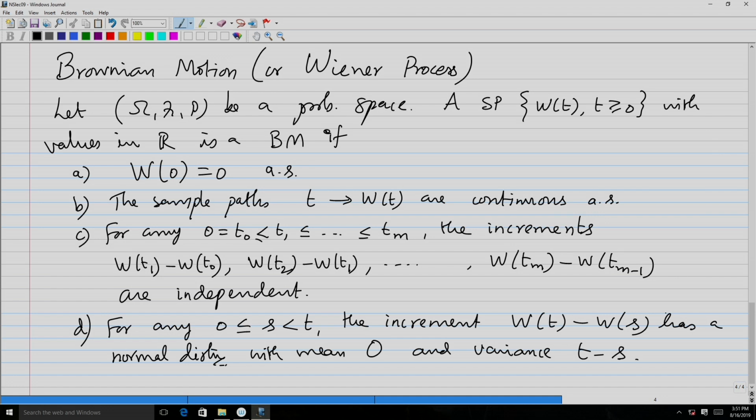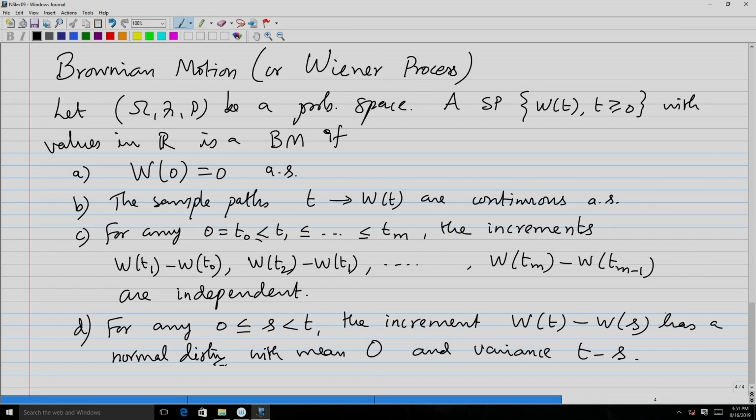So these 4 properties define a Brownian motion. It should start at 0, the process starting at 0 at time 0. The sample paths, which means for each omega, if you fix an omega, you get a path, a realization of the stochastic process, and those paths are continuous, and the increments are independent and stationary, and also normally distributed with mean 0 and variance given by the length of the interval. This is what defines the Brownian motion in this particular case.